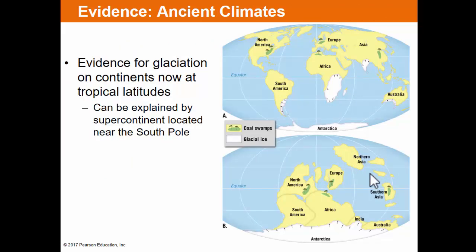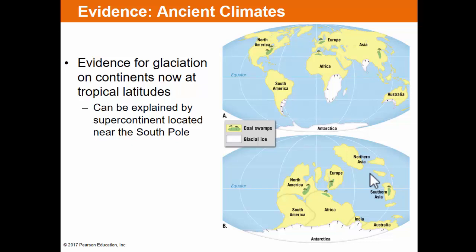And one of the other pieces of data that came about was the evidence of glaciation. And we find evidence of glaciation at tropical latitudes. For instance, we find glaciation on the continent of Africa right at the equator. Evidence of glaciation on India and also southern Australia. And these are areas that were too far away from the poles to be glaciated, because we know that at the same times that these glacial striations and this glacial evidence existed, there were coal swamps in what would have been more tropical locations. So the entire globe wasn't covered in ice, because we had coal swamps as well.